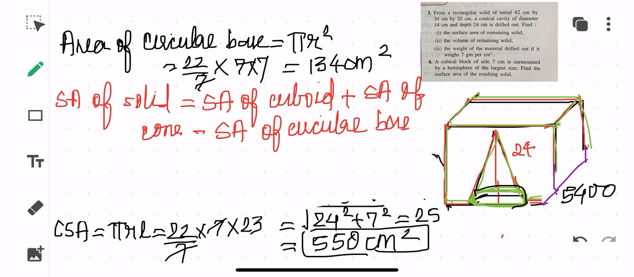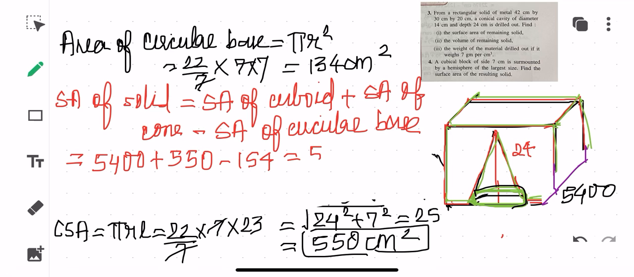Okay, so this is what we are getting. Surface area of cuboid we calculated as 5400 plus surface area of cone we calculated as 550, and then minus we'll be doing 154. So how much is this coming out to be, children? 5400 plus 550 is equal to 5950, minus 154 should be equal to how much?